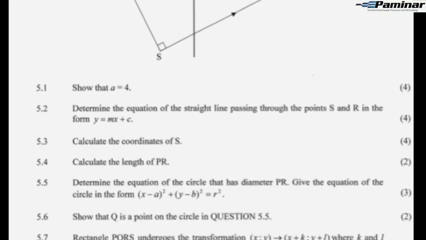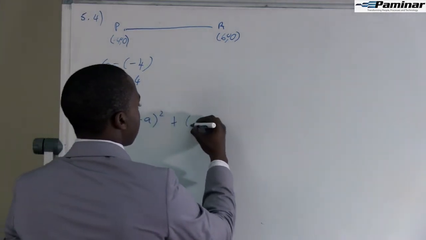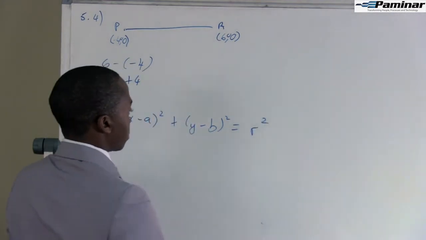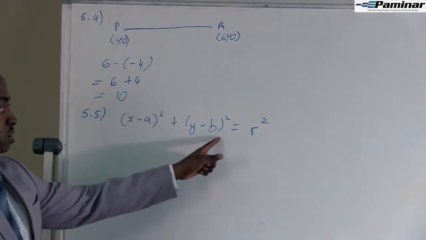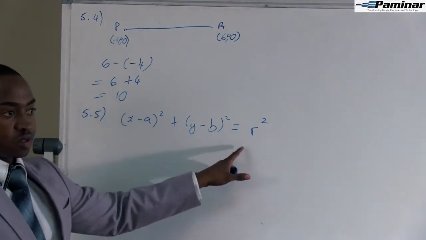It says, determine the equation of the circle that has diameter PR and give the equation of the circle in the form (x minus a) squared plus (y minus b) squared is equal to r squared. So that formula is (x minus a) all squared plus (y minus b) all squared is equal to r squared. We all know that for our circle, these two points are the center and r is your radius.